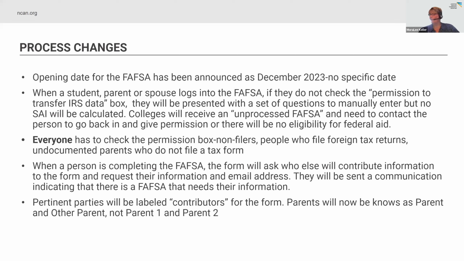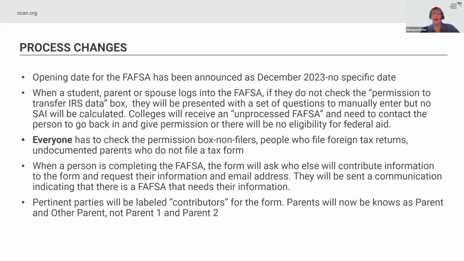When a student, for example, starts the form, they'll do their dependency questions, and when it's determined that they're dependent, it's going to ask whose information needs to be on the form. There'll be a little set of questions that pop up if the student happens to have a divorced or separated parent, to figure out exactly which parent's information will be on the form.